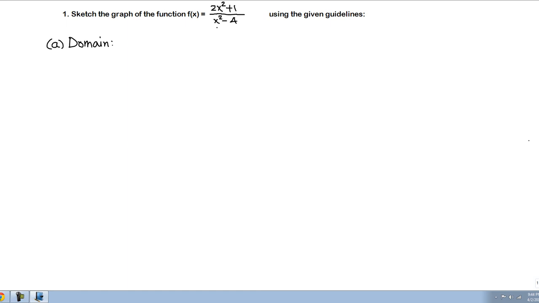This is undefined when the bottom is 0. So when does the bottom become 0? Let's see. x squared minus 4 is 0 when x equals plus or minus 2, because 2 squared is 4, minus 4 is 0. Negative 2 squared is also 4, minus 4 is 0. So the domain is all reals except x equals plus or minus 2. Basically all reals except 2 and negative 2.